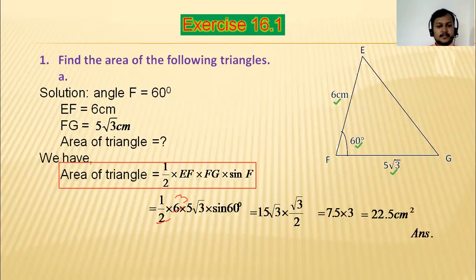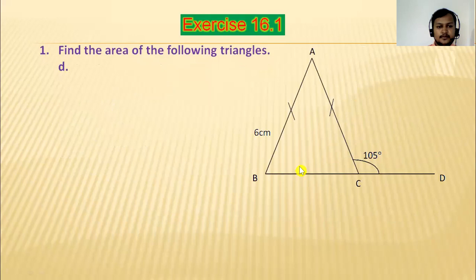Do you have any confusion in it? No, sir. Okay. Then if you don't have confusion in it, let's move to one more question, question number 1D. You can observe the question here. One isosceles triangle is given and one exterior angle is given to us. So can you find out angle ABC from this given one?